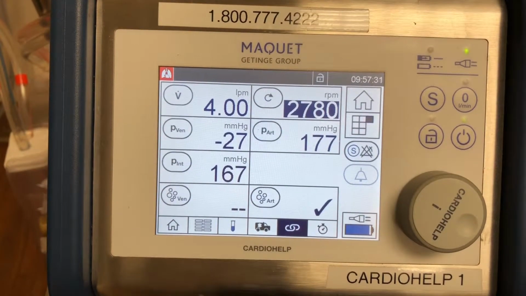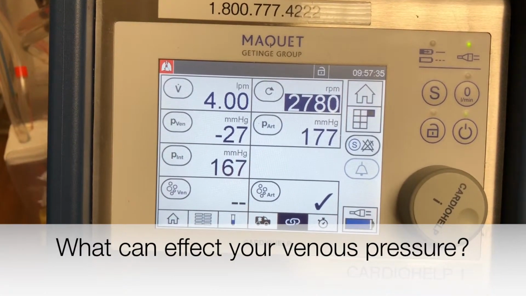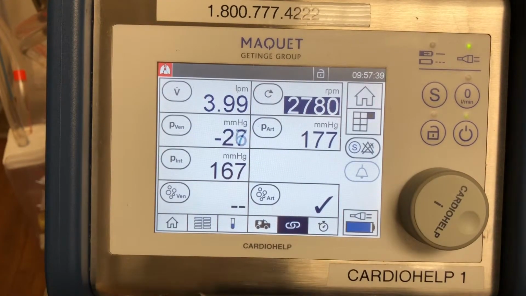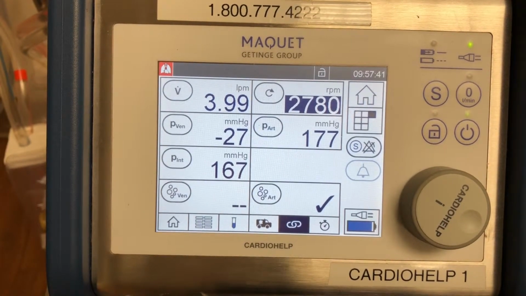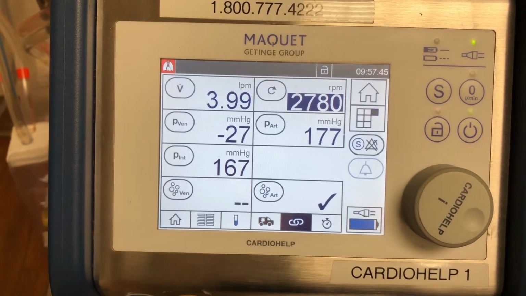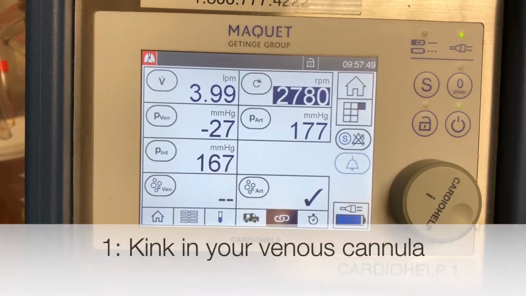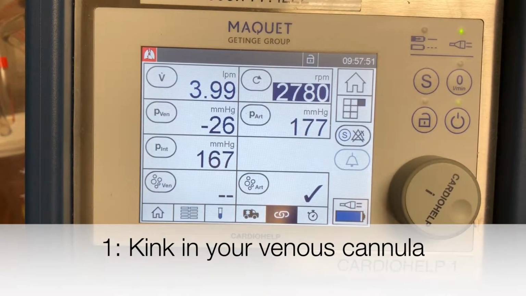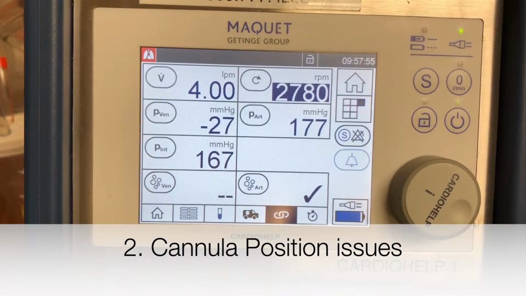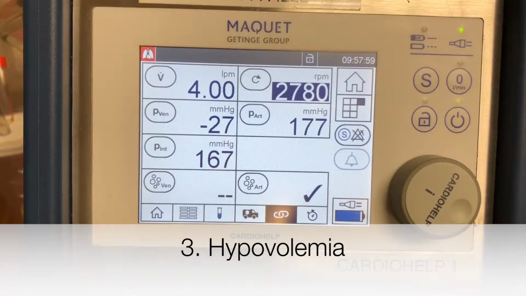So let's go ahead and discuss what can affect your negative pressures on your venous side in this video. Remember, your negative pressure is directly related to your patient and your cannula inside the patient. There are a few scenarios where your negative pressures can go very negative. You could have a kink in your venous line. You could have positional issues on your cannula inside the patient. That's very difficult to see. You could also have issues with hypovolemia.